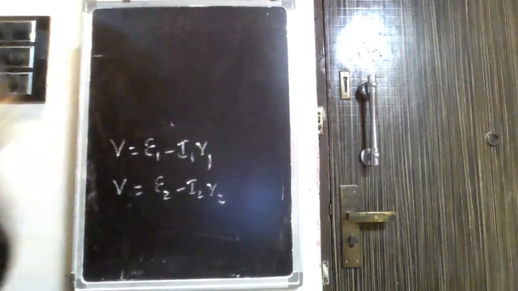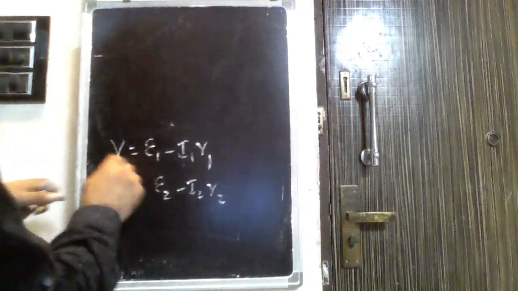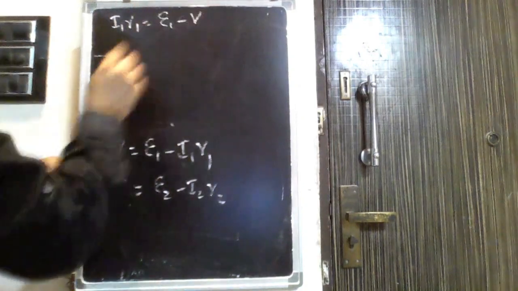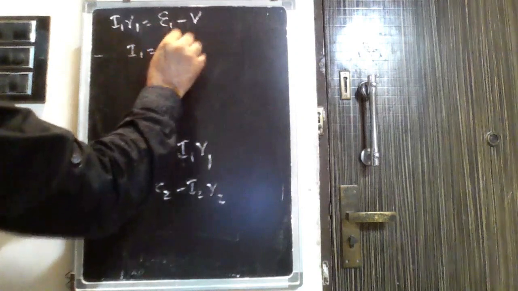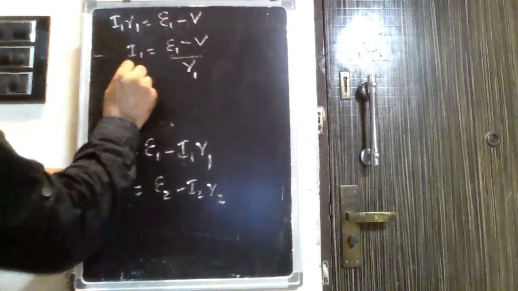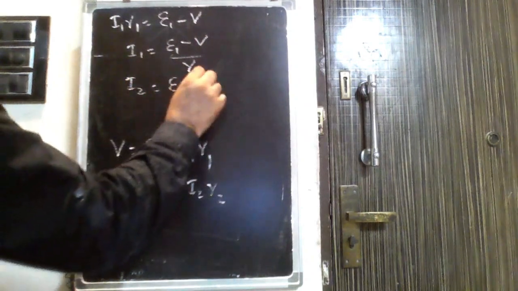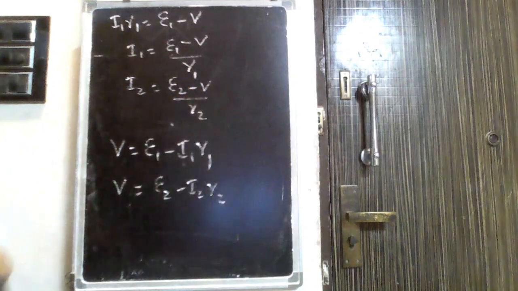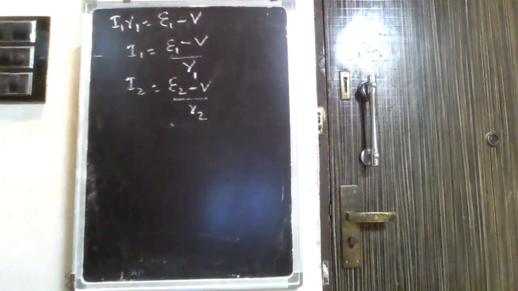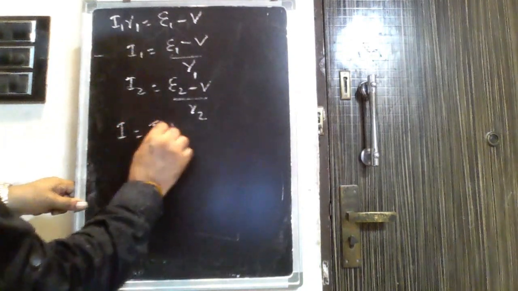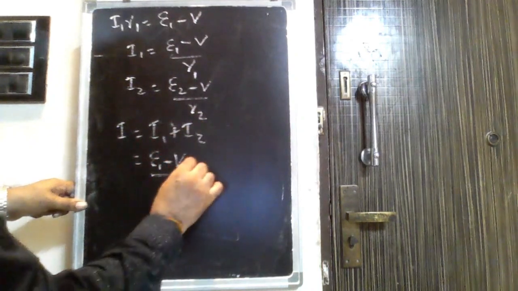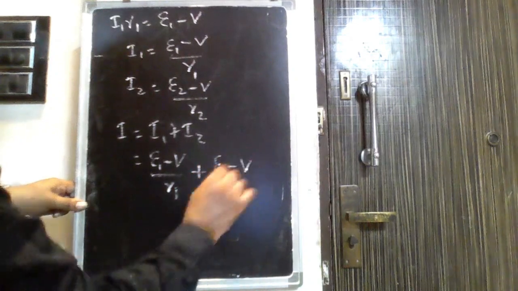So now let's find I1 from this. I1 R1 will be equal to E1 minus V, so I1 will be equal to E1 minus V by R1. Similarly, I2 will be E2 minus V by R2. So these are the two pieces of information I got for I1 and I2. Now add them up because my total current is I1 plus I2. So I equals E1 minus V by R1 plus E2 minus V by R2.